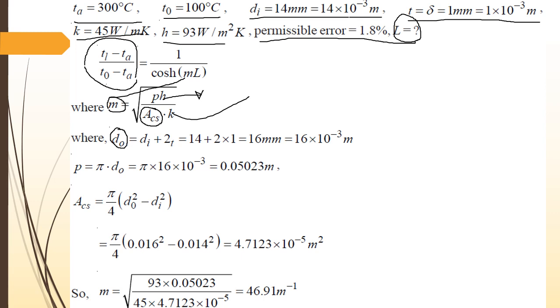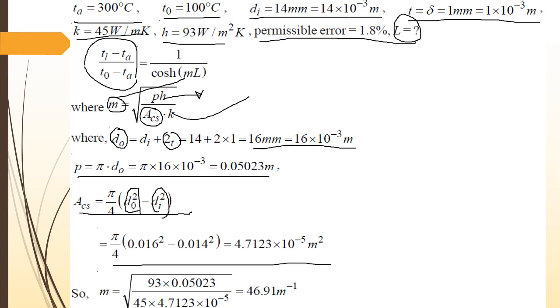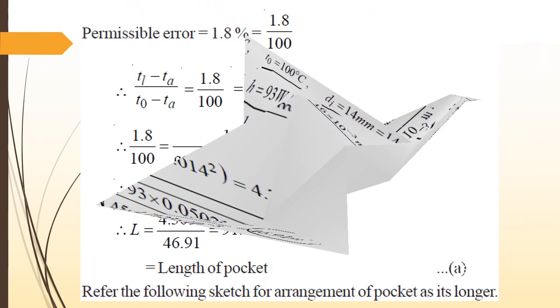So what is outer diameter? That is inner diameter plus 2 into thickness. So that is 16 mm, that is 16 into 10 power minus 3 meter. Perimeter, that is pi into outer diameter. Cross section area, that is pi dt, or you can say that is pi by 4 outer diameter square minus inner diameter square. So cross section area is available here, and value of m, that is 46.91 meter inverse.